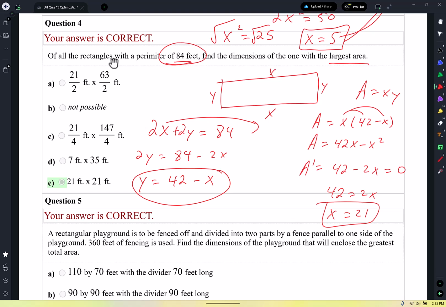Once I know what x is, plug it in here to get your y value. Y is equal to 42 minus 21, and you get another 21 again. So 21 by 21. And you notice a pattern.